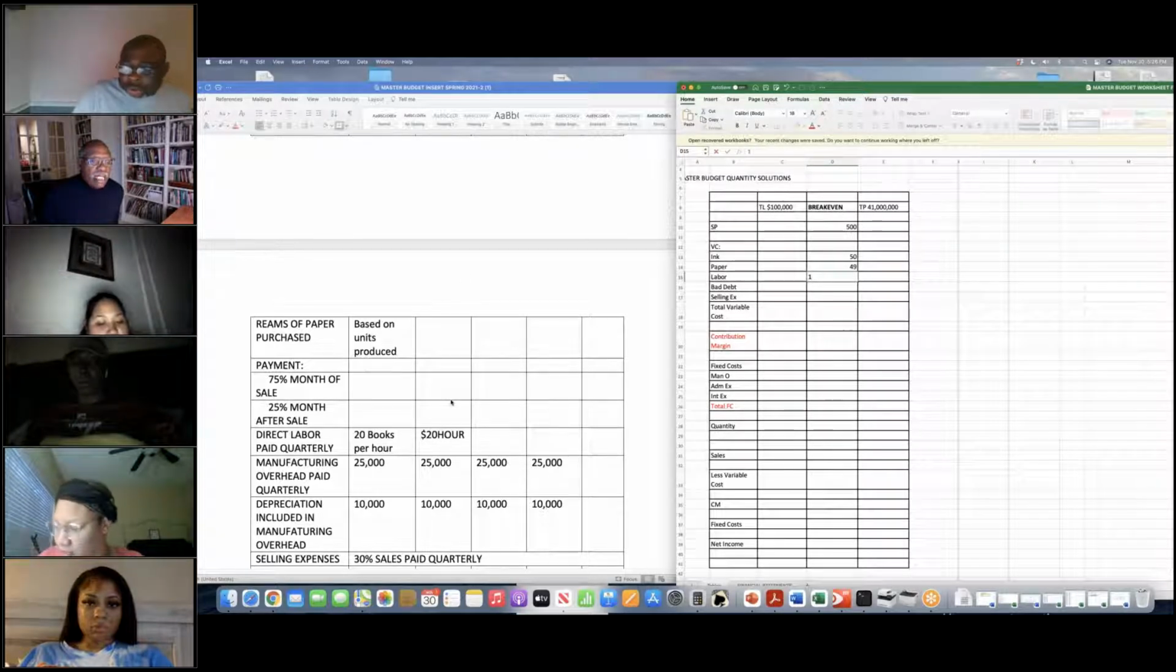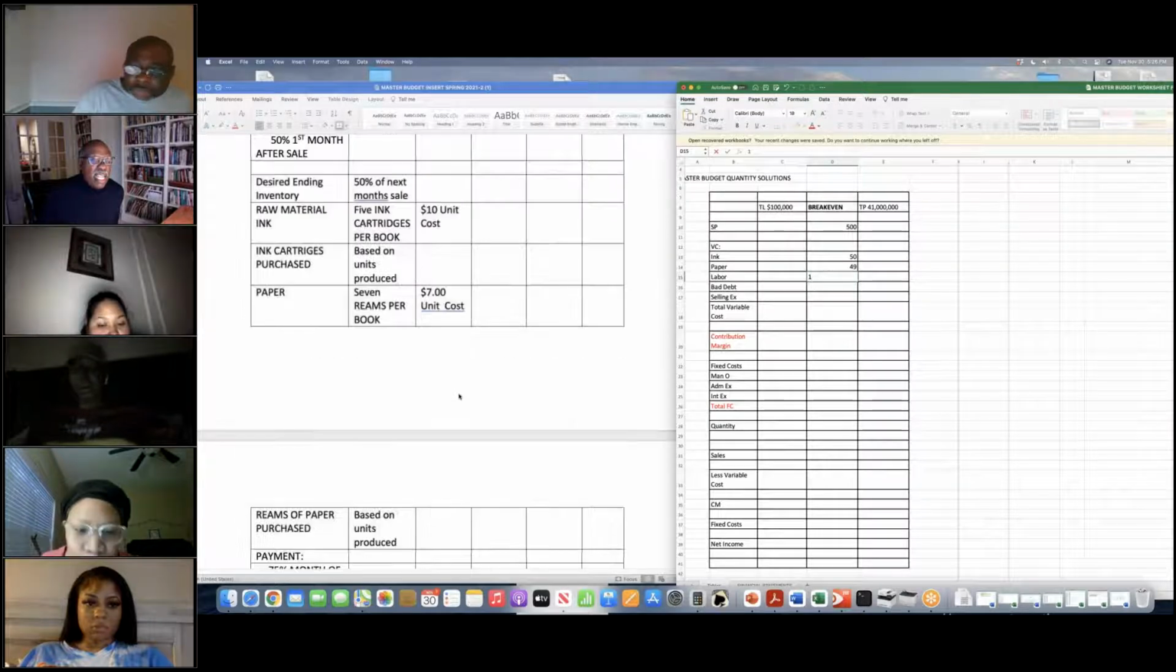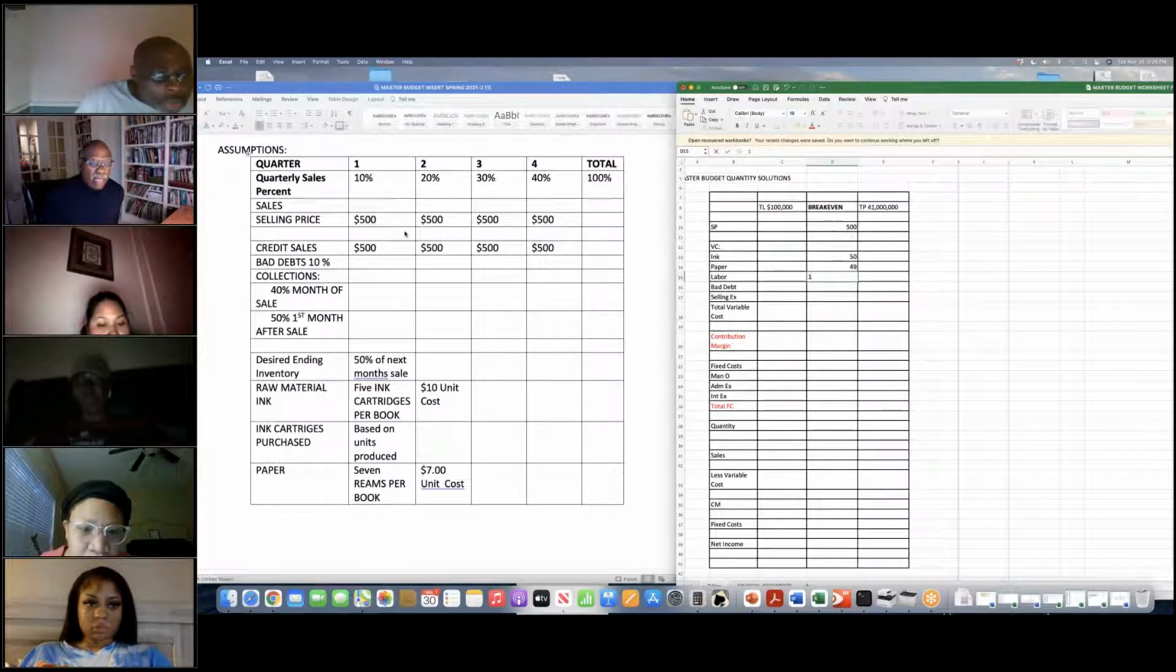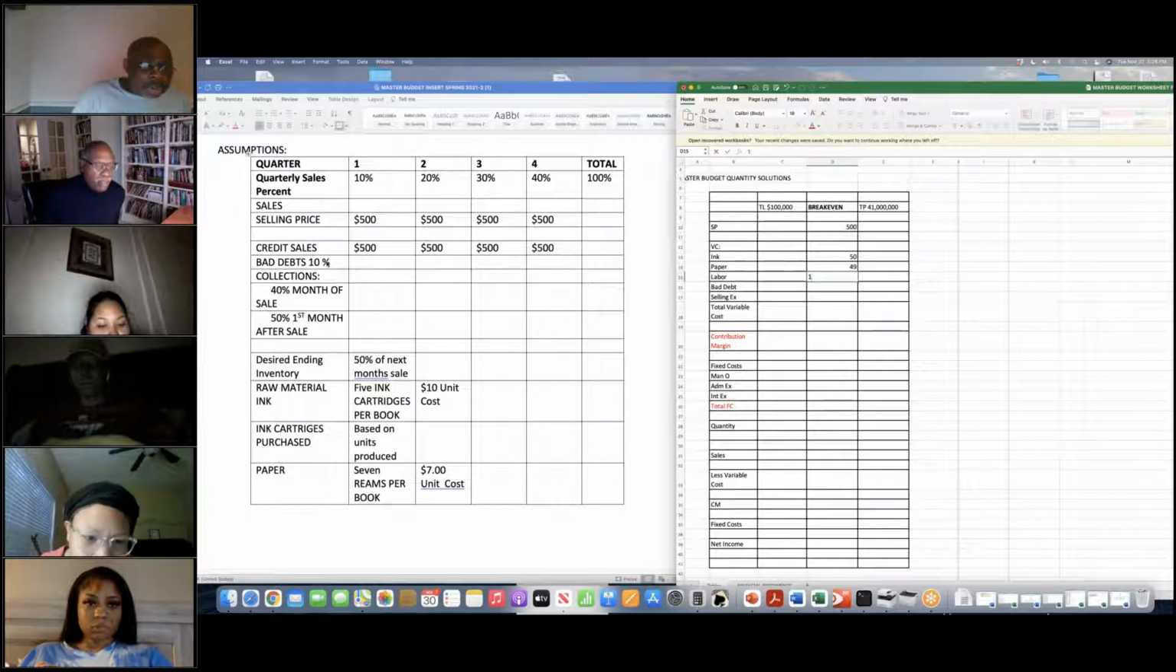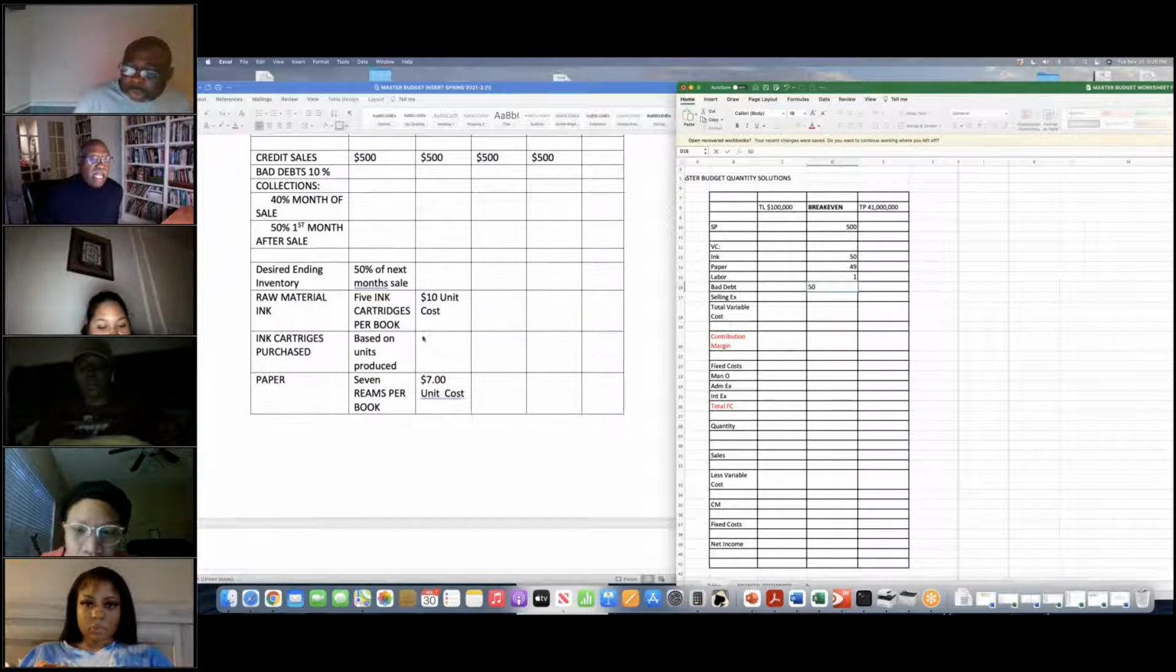Our bad debts, we said, are 10% of sales, of the selling price. So for the bad debt, whatever that percentage is, we multiply that times the selling price to get our unit bad debt. So what's the bad debt going to be? 50.